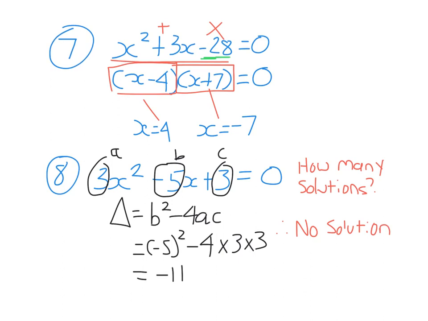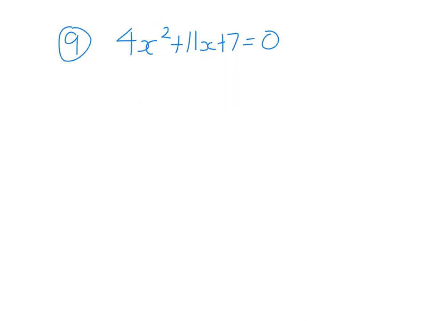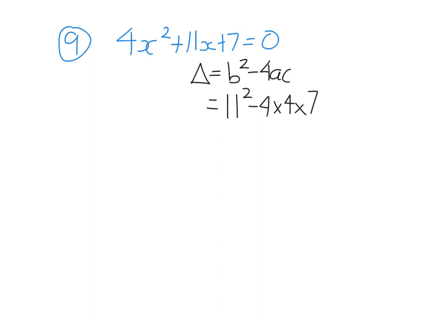All right, let's start on a new slide at question 9. For question 9, we're going to solve this equation here using the quadratic formula. As I told you, always start with the discriminant, b squared minus 4ac, to tell you how many solutions. So here b is 11, a is 4, and c is 7. If you put that on your calculator, you should get the number 9.